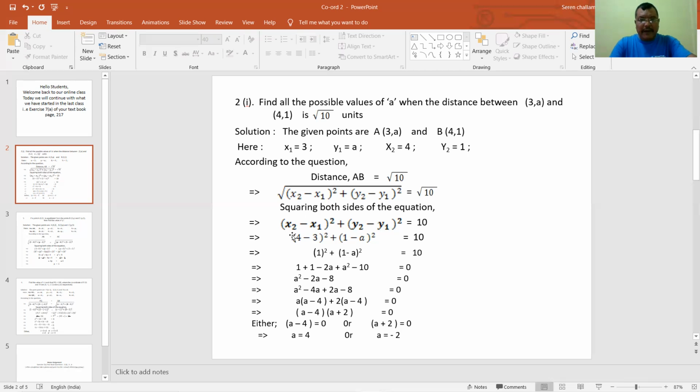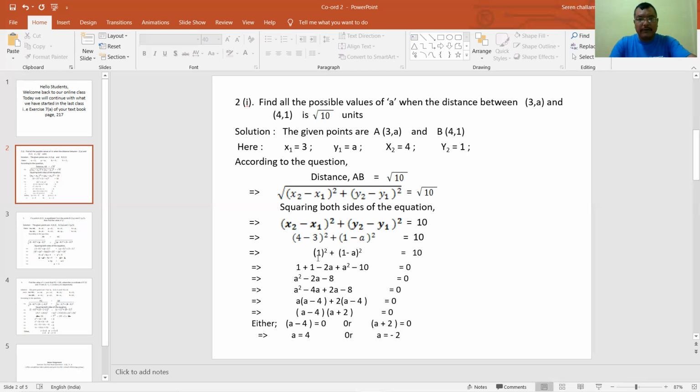Now putting in the values as given in your question, since x2 is 4, we put here 4 minus x1, which is 3, whole square, plus y2 is 1, so we put here 1 minus y1, which is a, whole square. It is equal to 10. Now 4 minus 3 is 1, so we have 1 square plus (1 minus a) whole square equal to 10.